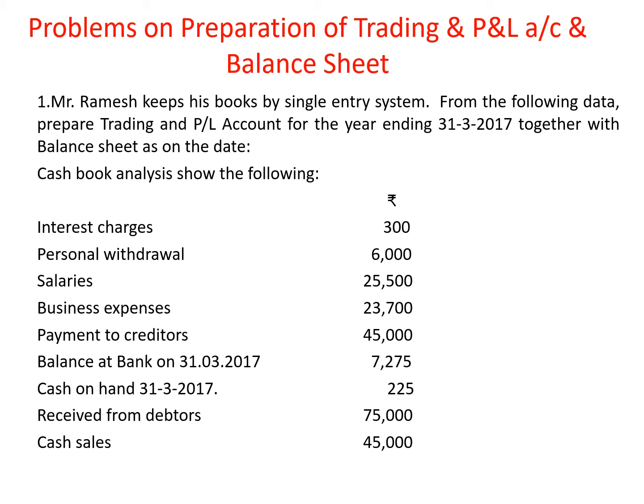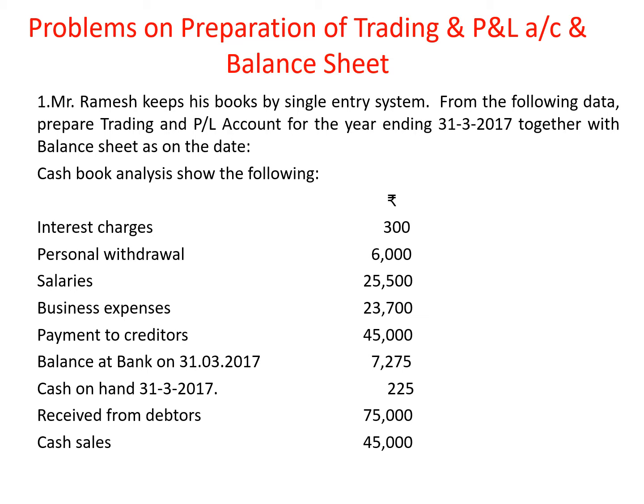Now interest charges are the expenses. So these expenses of rupees 300 will go to cash account, that is one place is cash account by interest charges, and the second place will be in the trading and PL account. We will have to take direct expenses in the trading account and indirect expenses in the PL account. So this will go to PL account.